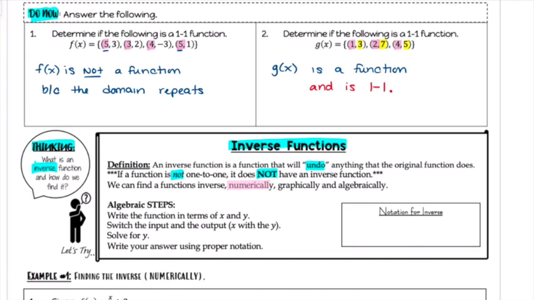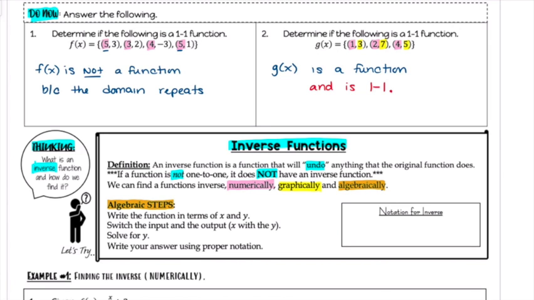We can look at it numerically, graphically, and algebraically. If we're focused on the algebraic piece, I have the steps here. Write the function in terms of x and y. We will switch the input and output, which means switch your x and y's, solve for your new y, and write your answer using proper notation.